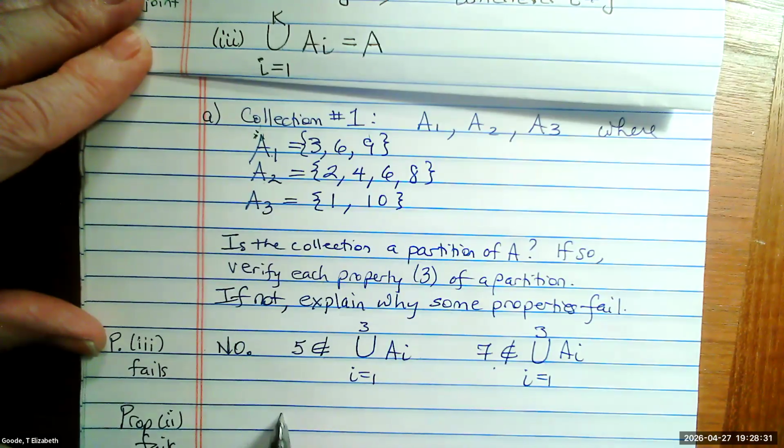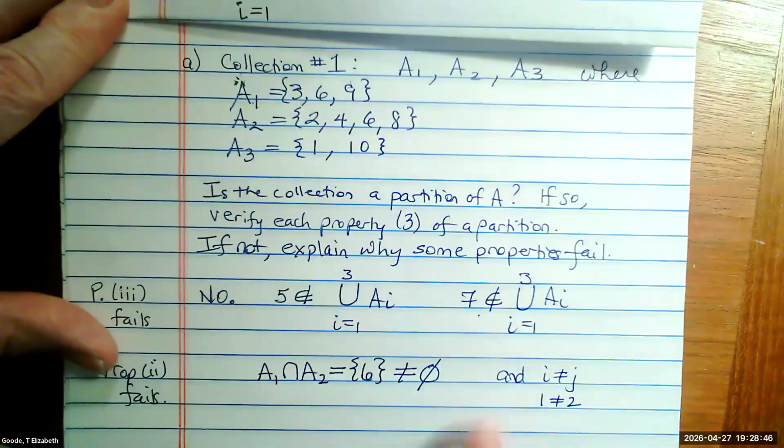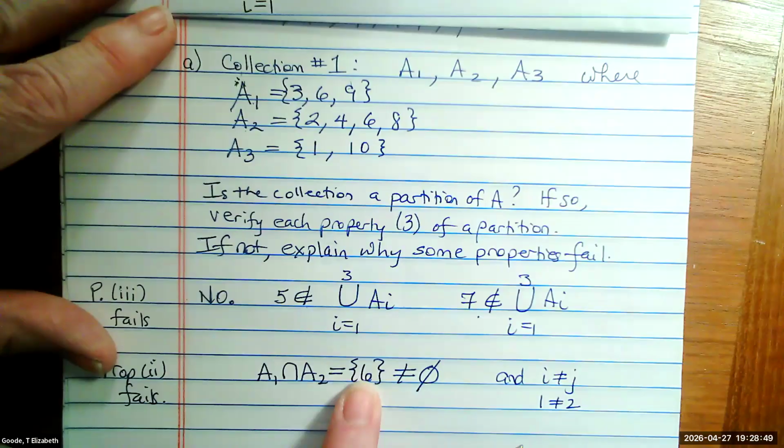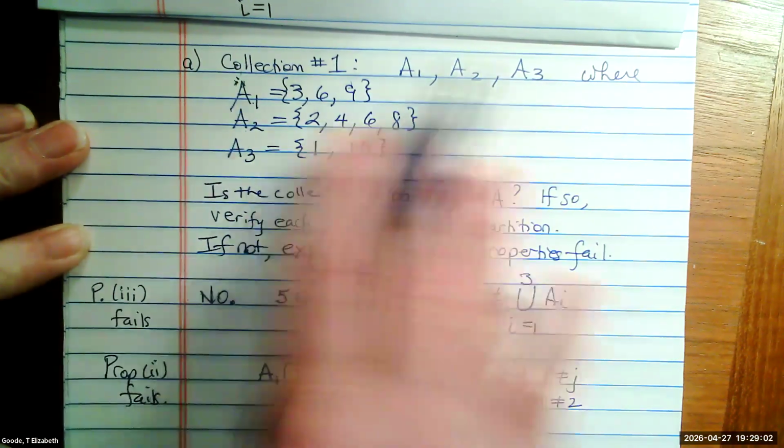because the intersection of A1 and A2 is the set with the element 6, and that is not empty. And i is not equal to j because 1 is not equal to 2. We really took two different sets and they both shared an element. And so there were two reasons it fails to be a partition. Does that help?